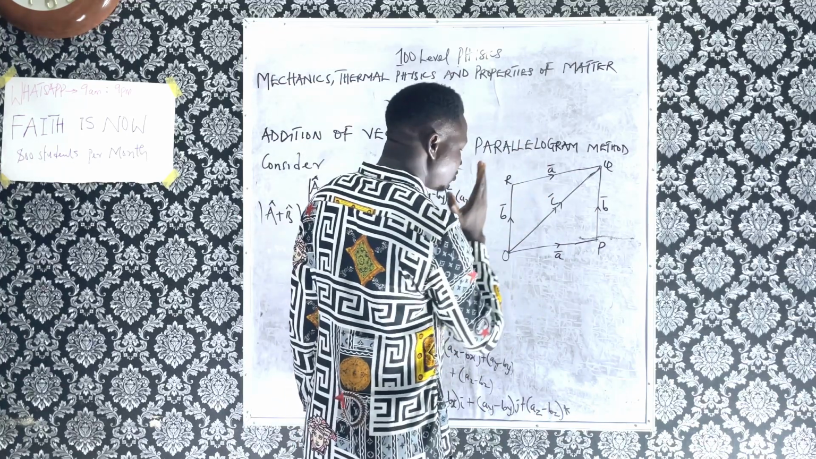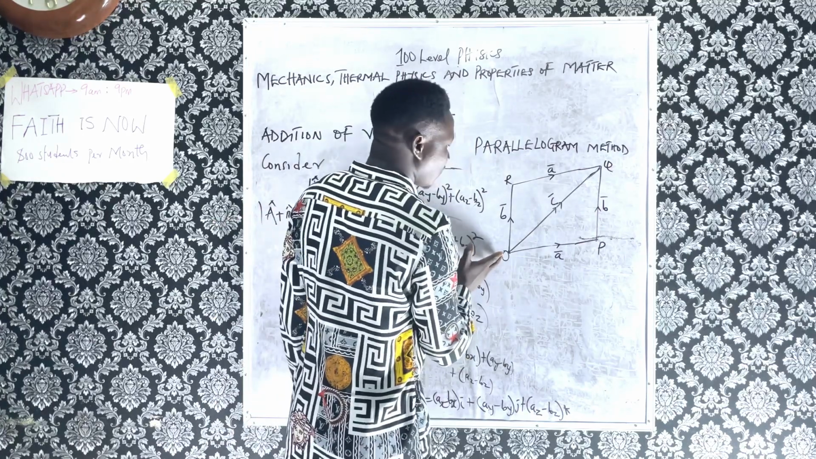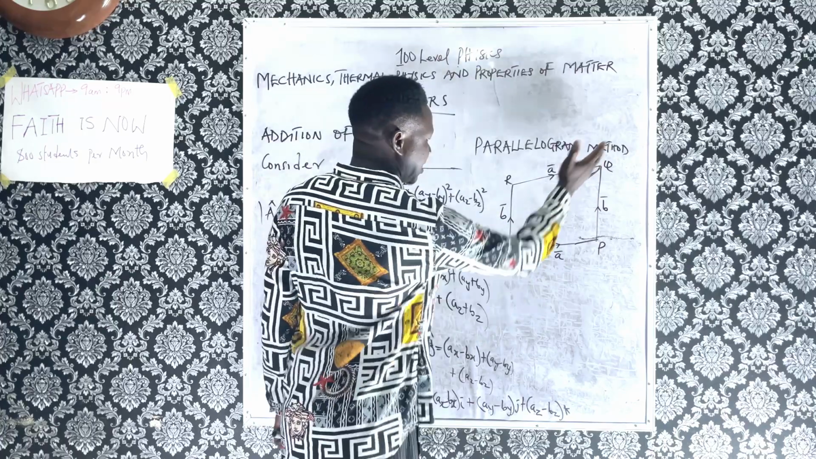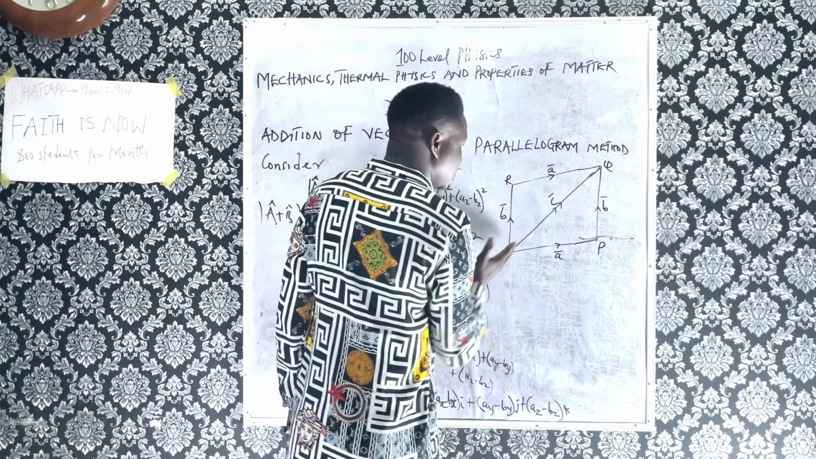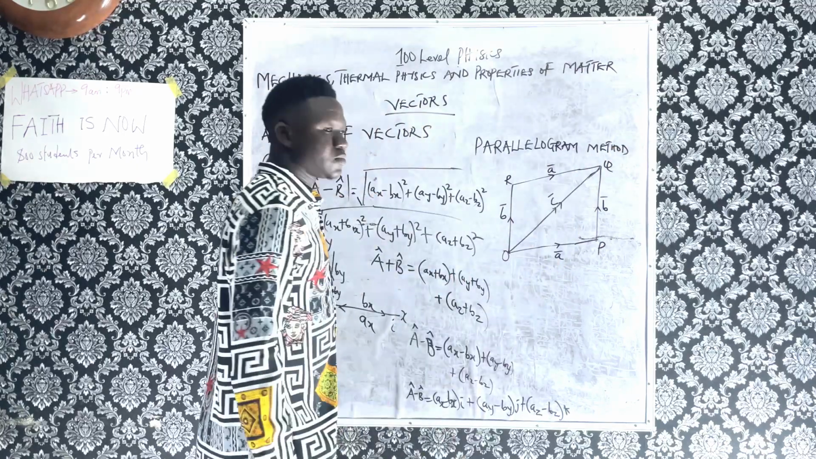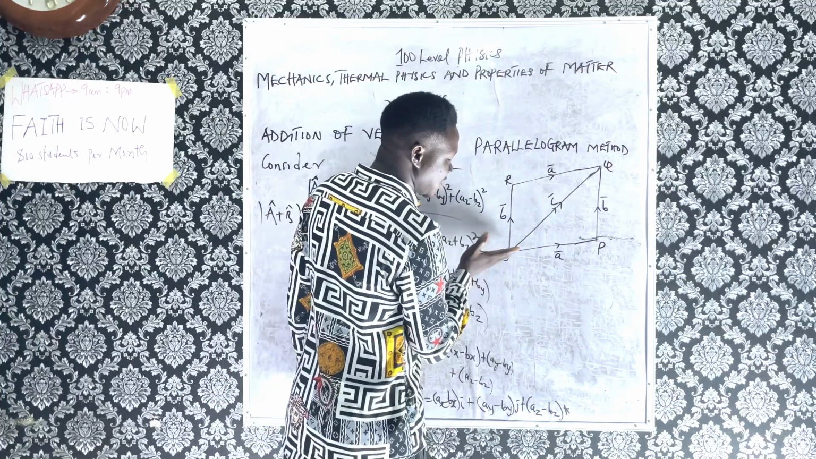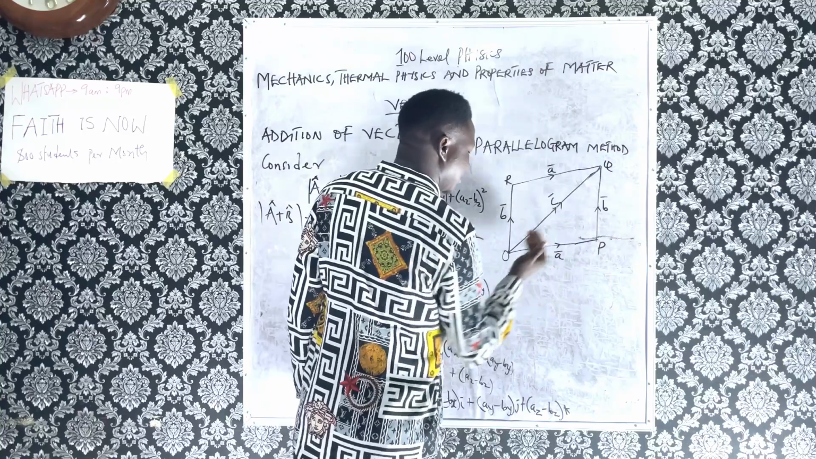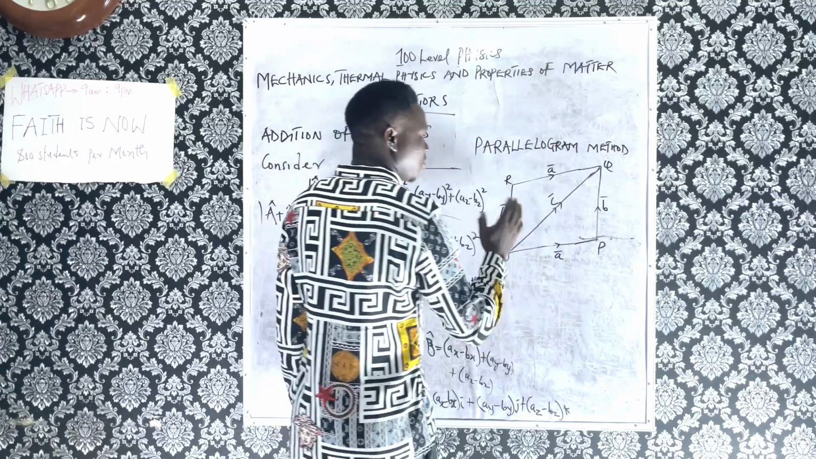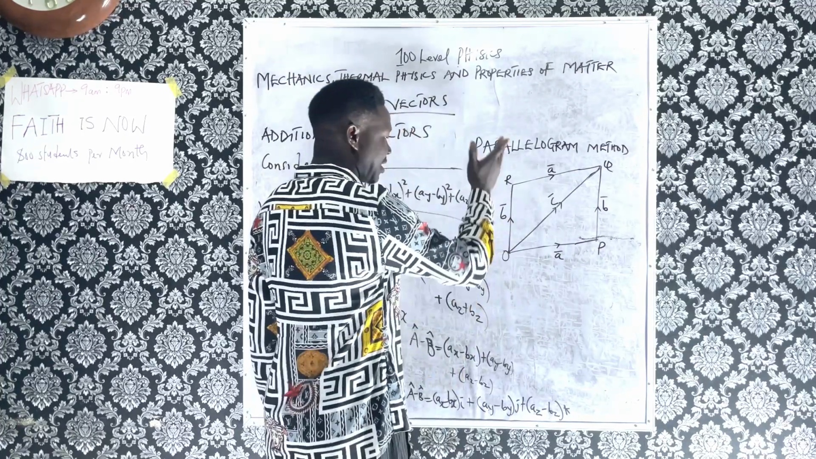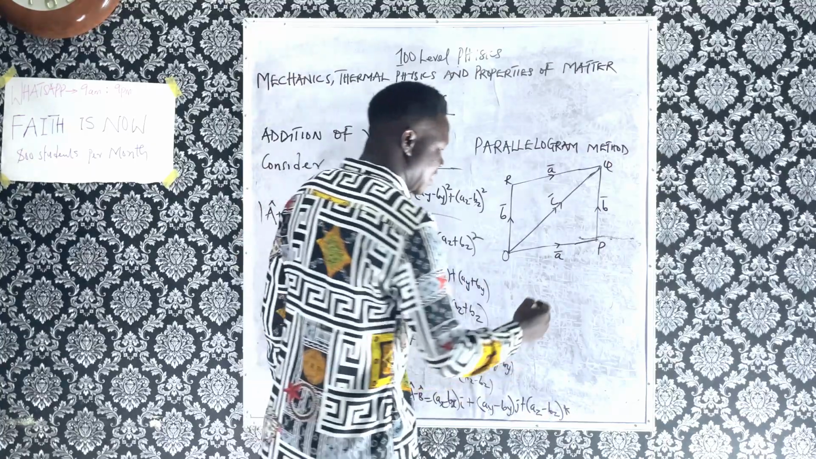Now one thing you must know is that this force is the resultant force. Now these are the individual forces, this one that is going this way and this one that is going this way. Now we completed this parallelogram this way, knowing that this line of action is parallel to this line of action.